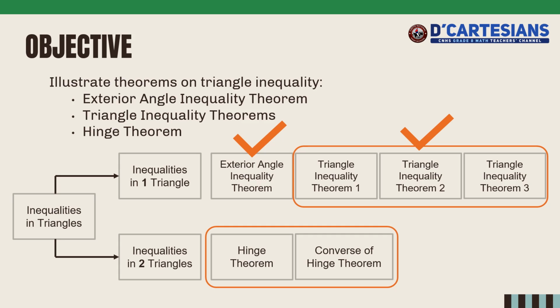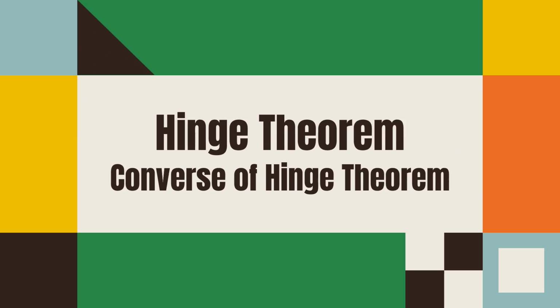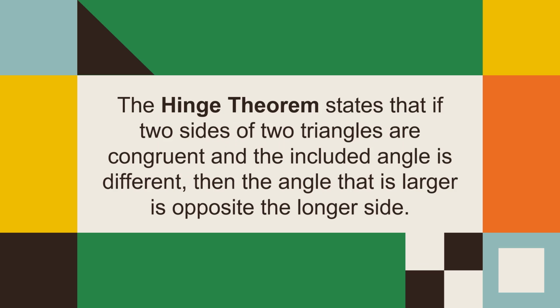Okay. So yan, ipapakita po natin yan. So today, i-focus natin yung Hinge theorem. Okay, so that's the main one because yung converse of Hinge theorem naman ay something secondary dahil kabaliktaran lang siya ng Hinge theorem. Okay, the Hinge theorem states that if two sides of two triangles are congruent and the included angle is different, then the angle that is larger is opposite the longer side.